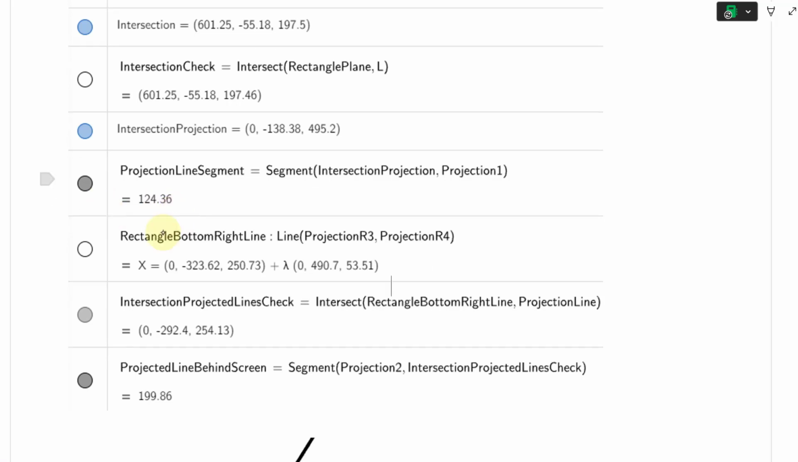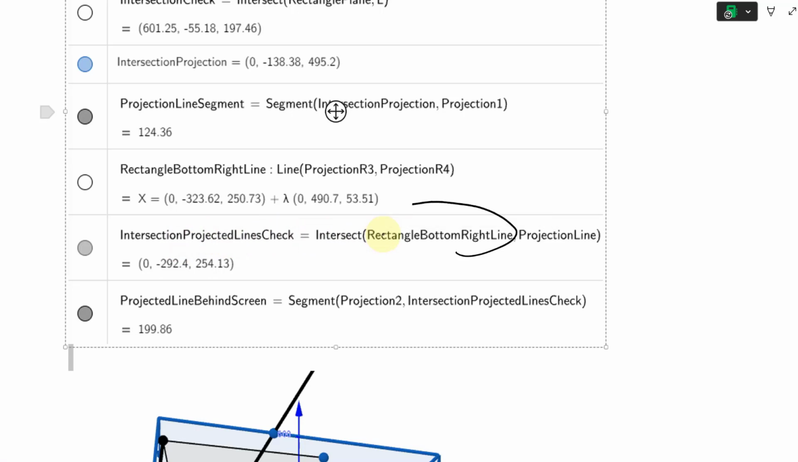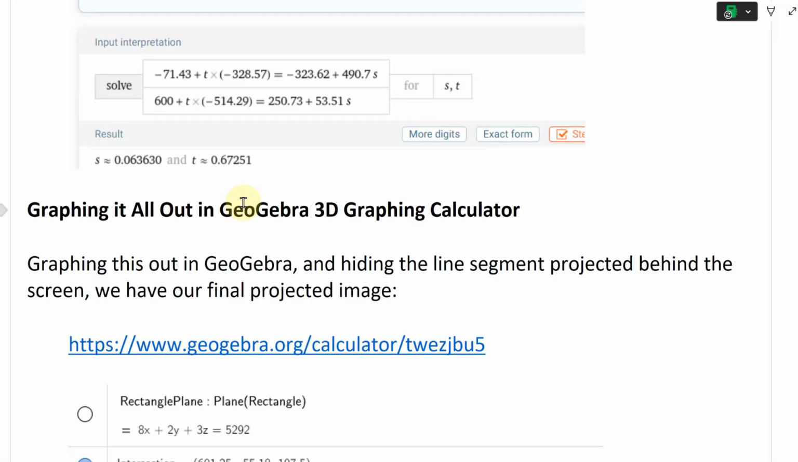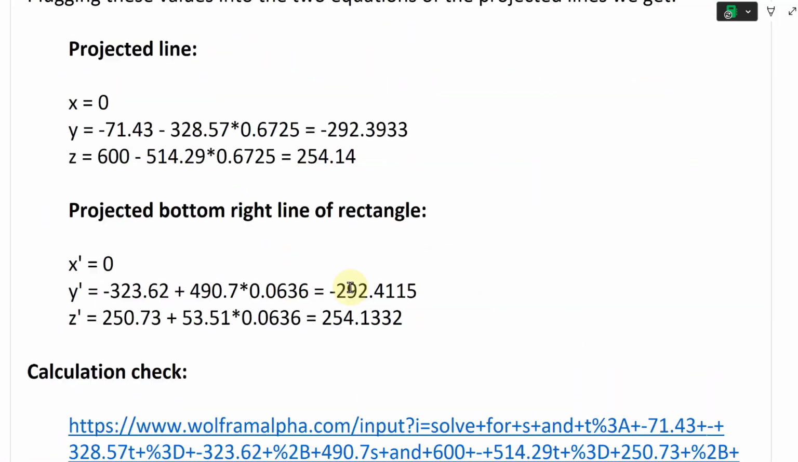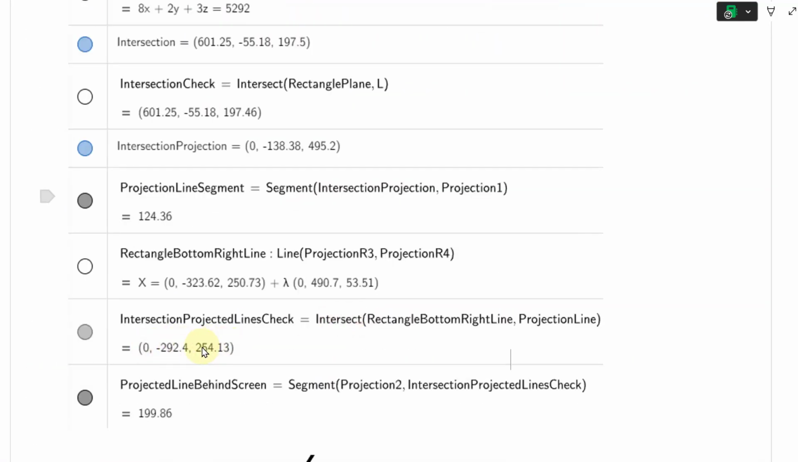And then what you can do is intersection, projected lines, check. Yeah, so we could just plug this in. Instead of putting our values, we'll just intersect the bottom right line and our projected line that we had earlier. It automatically solves it, and it gives 0, negative 292.4, and 254.13. So remember the negative 292.4, then 254.13. Yeah, 0.4 and 13, so exactly. So you get this exactly right.